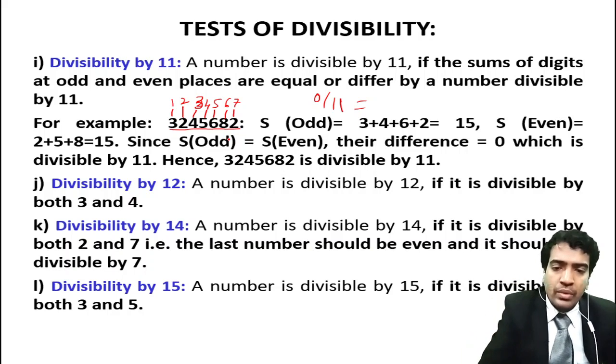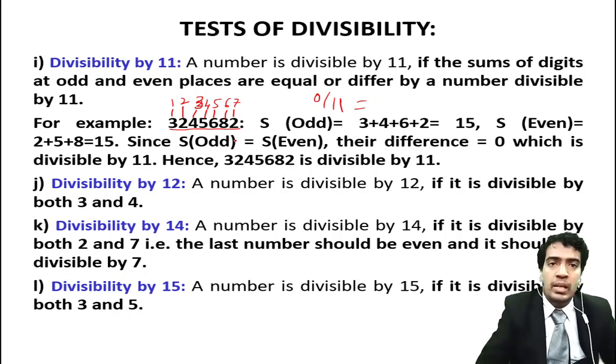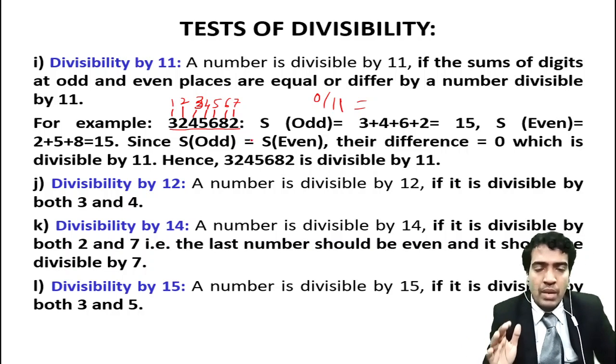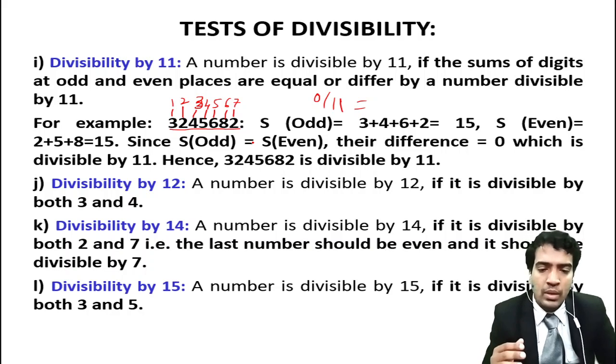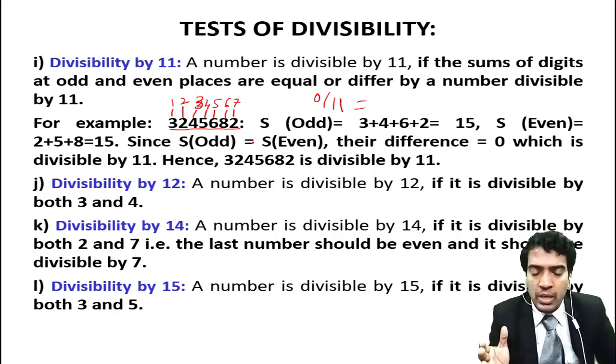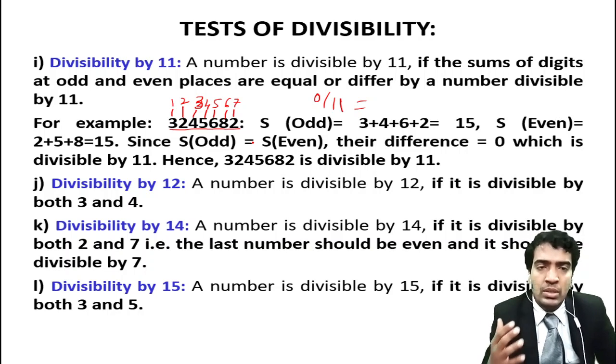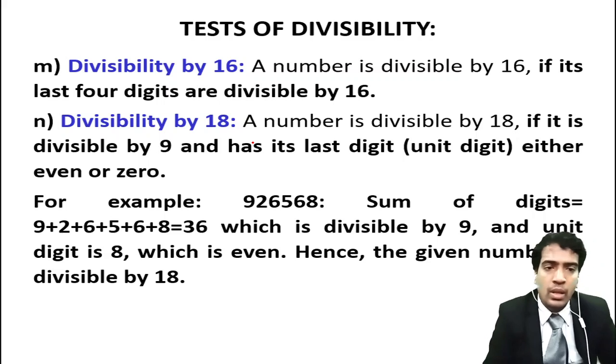Let us look at the test of divisibility by the number 12. A number is said to be divisible by 12 if it is divisible by both 3 and 4. Let us go to the test of divisibility by the number 14. A number is said to be divisible by 14 if it is divisible by both 2 and 7. Same is the case with the divisibility by 15. If the given number is divisible by both 3 and 5, then you would say that the given number is divisible by the number 15.